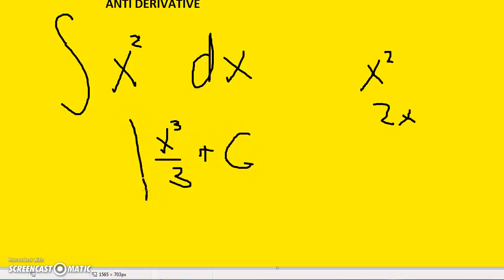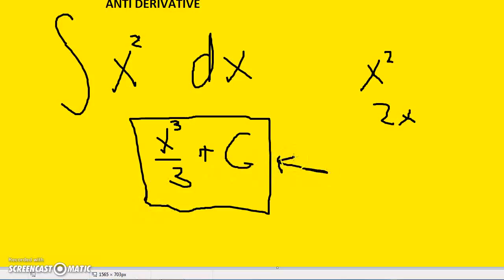To represent all the constants, we say this is the solution. That's a plus sign. X cubed divided by 3 plus c. This c represents the constant of integration, so it's literally any constant. So that's your solution right there. X to the third divided by 3 plus c. So we'll do some more examples.